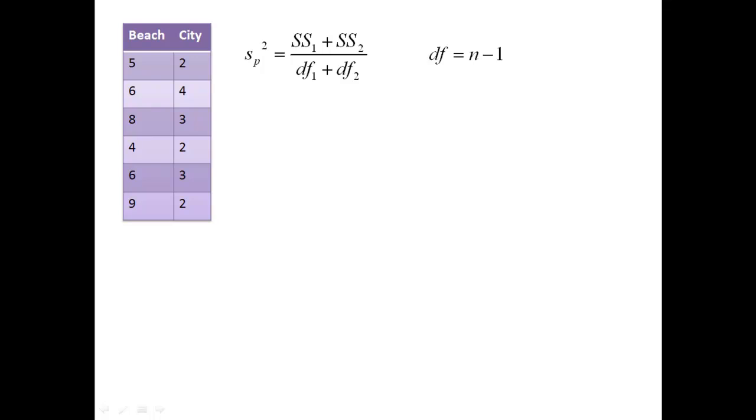So again, here are the formulas for pooled variance. We need to know the sum of squares, and we need to know the degrees of freedom. We already know the sum of squares. We just calculated that. And now we need to make sure that we know what the degrees of freedom is for the two samples, for beach and city.